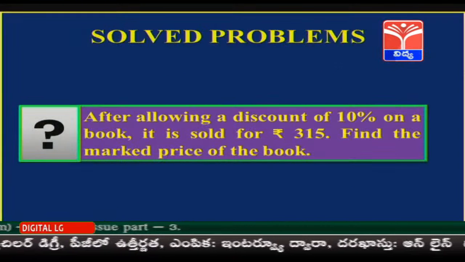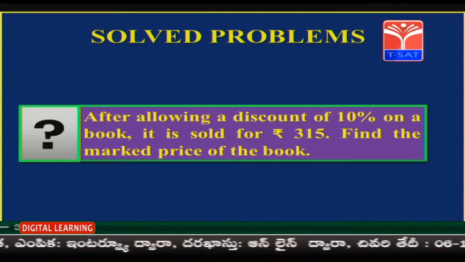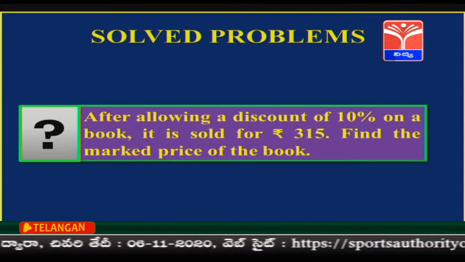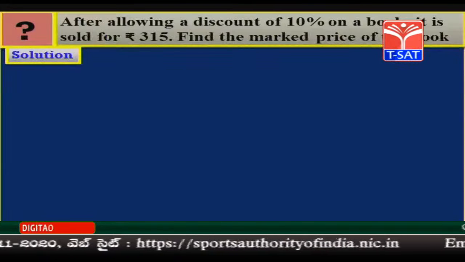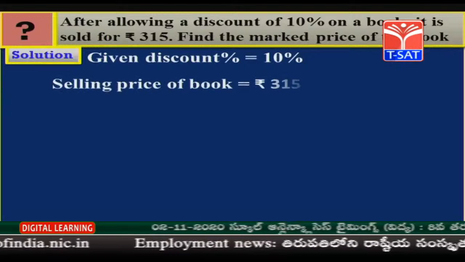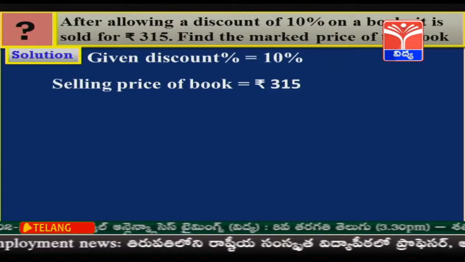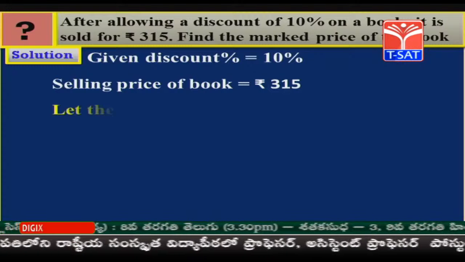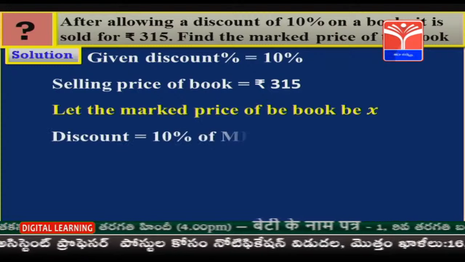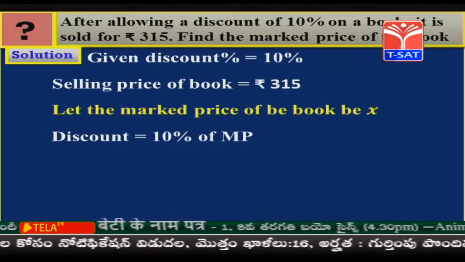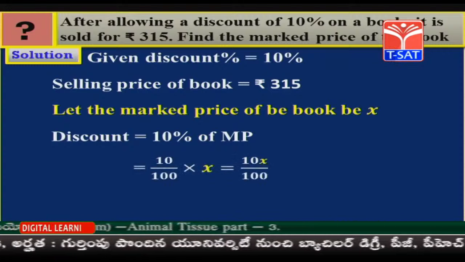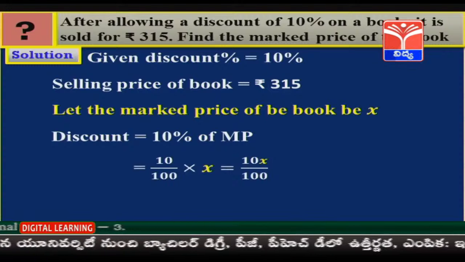After allowing a discount of 10% on a book, it is sold for 315 rupees. Find the mark price of the book. Let us start with the solution. So, given discount is 10%. And what is the selling price, children? Yes, it is 315 rupees. Let us assume the mark price of the book as x. So, what is the discount? 10% of this mark price, that is 10 by 100 into x, which is 10x by 100.